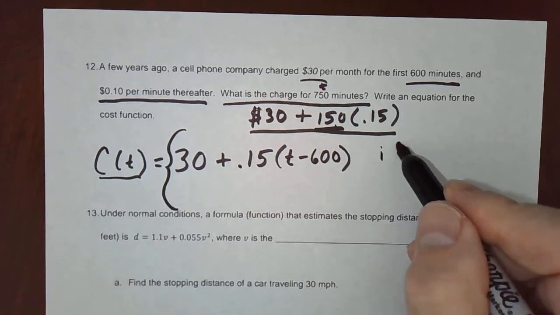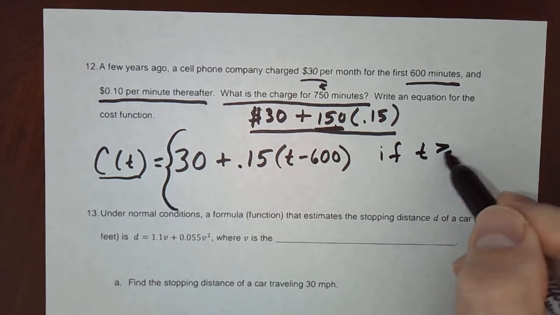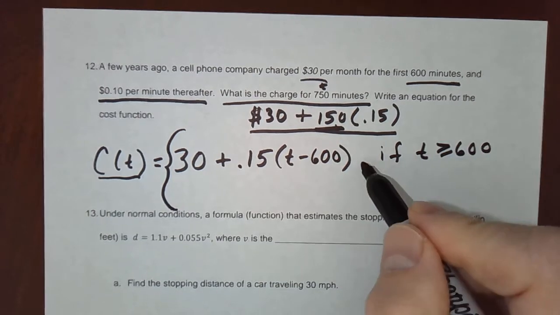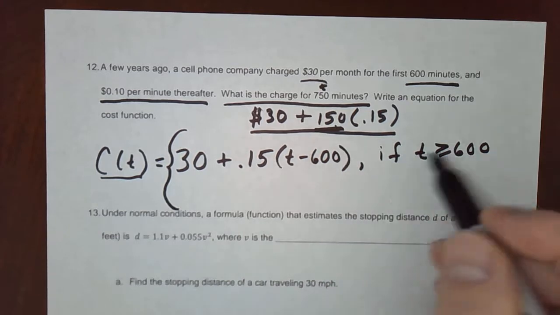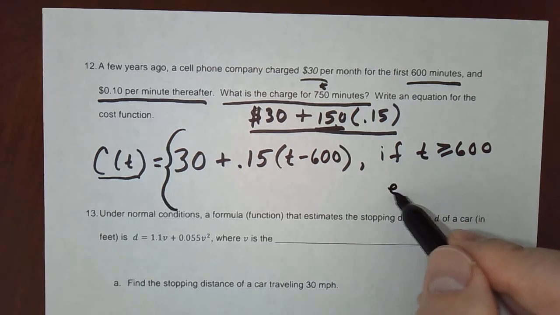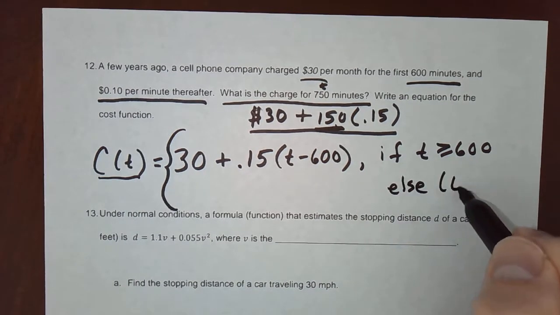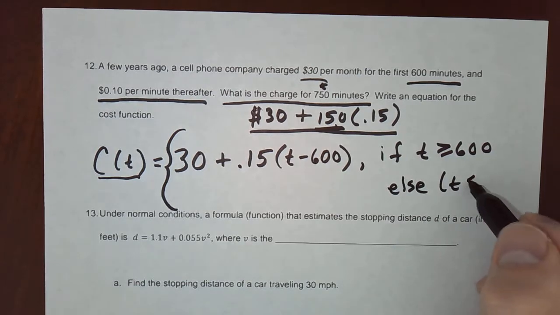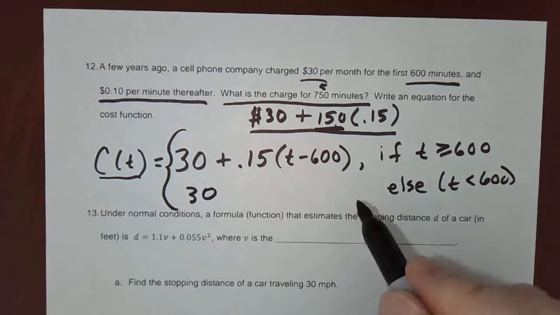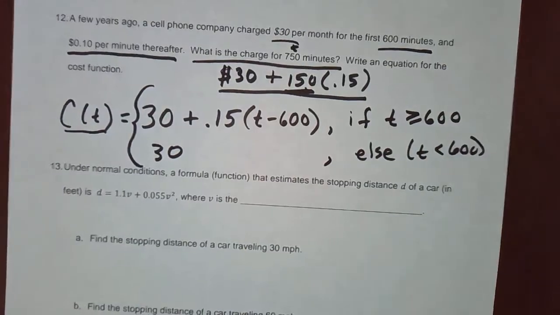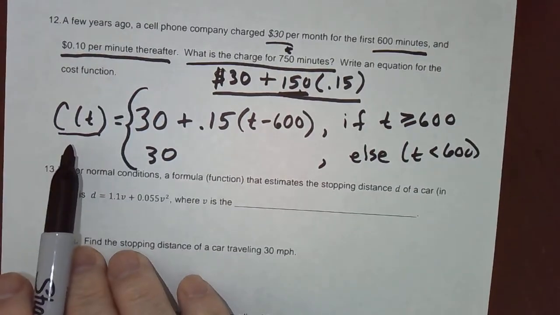If t is at least 600, this is what we use to compute it. Else, which means t is less than 600, it's just 30. So this is a piecewise function, and this is the correct cost function.